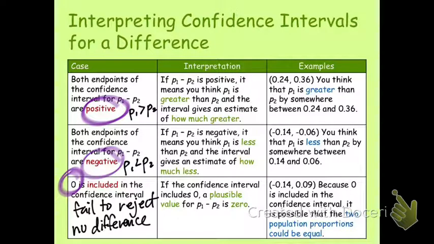In the example that we just did, we got 0.09 to 0.27. So which case does that fit into? The first one. Both of these you would also reject. So I'm going to put reject H0 next to it. And you would fail to reject H0 if 0 is in it.